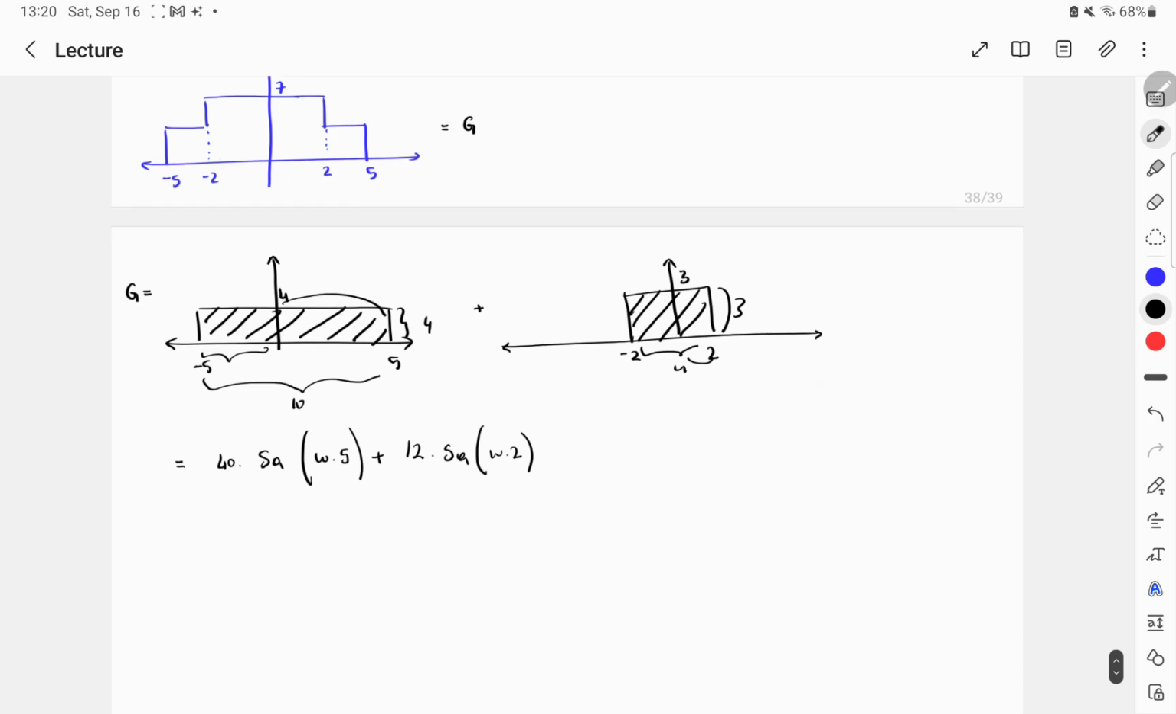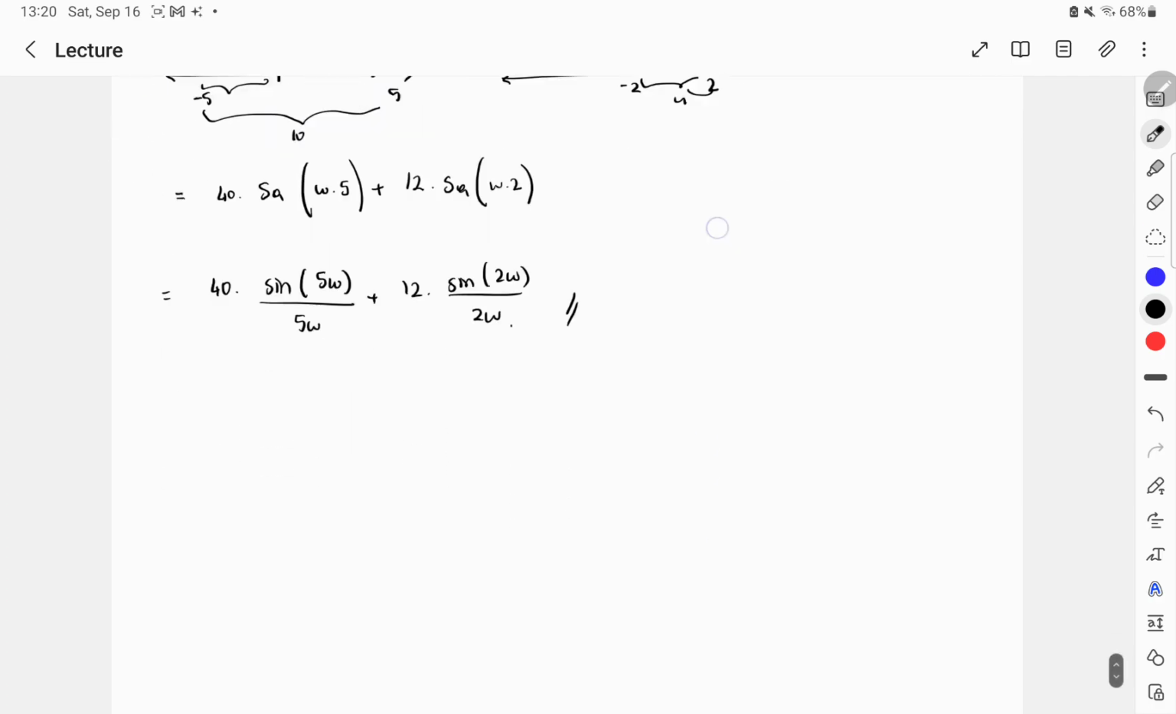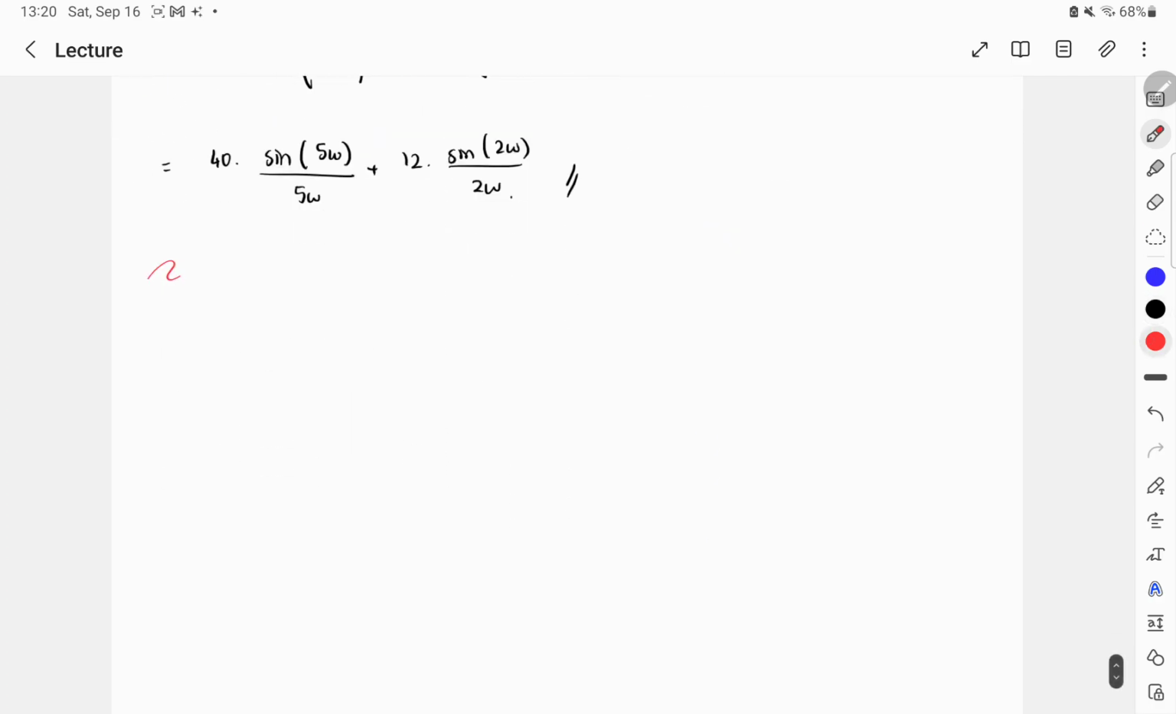Alright, so eventually we can rewrite these ones. Sample means the sine inside the expression over the same expression. So let me rewrite it like this: 10 times sine 5 omega over 5 omega plus 12 times sine 2 omega over 2 omega. This is our final result. Alright, now let's move on to another example. And let me just rewrite it.